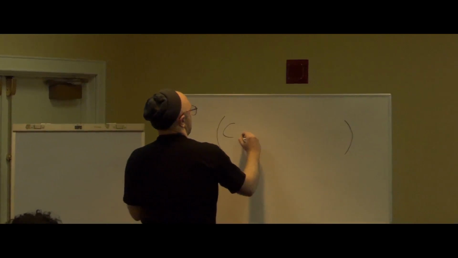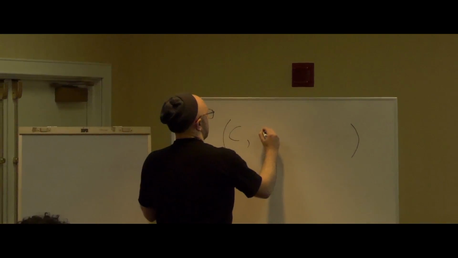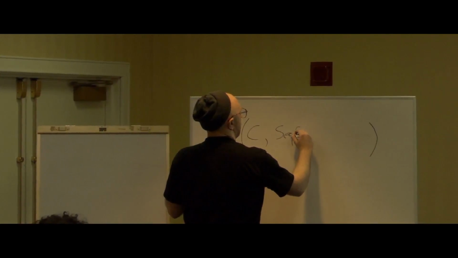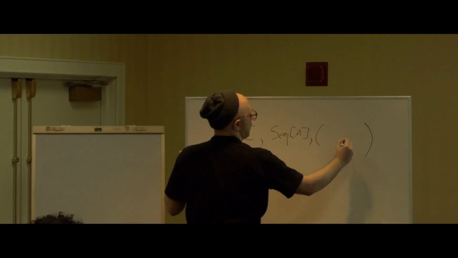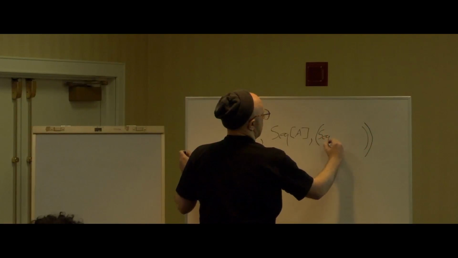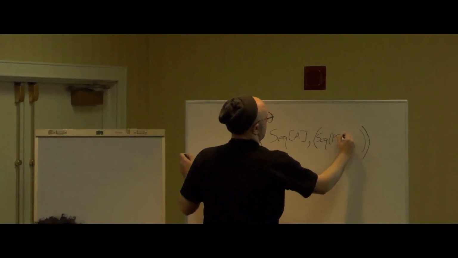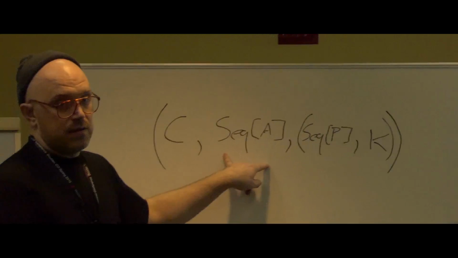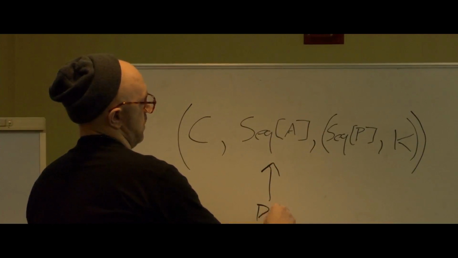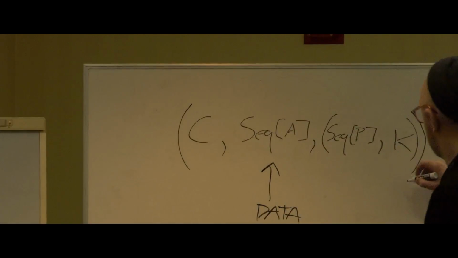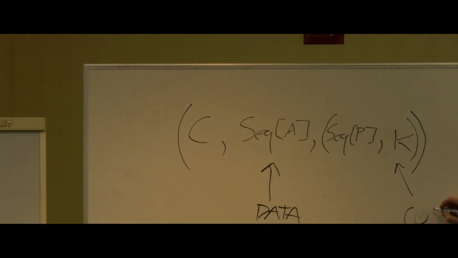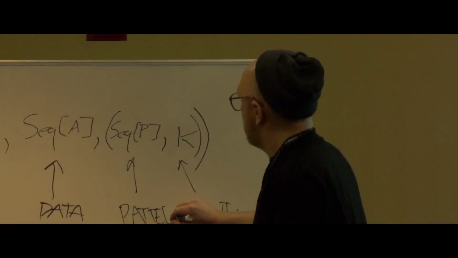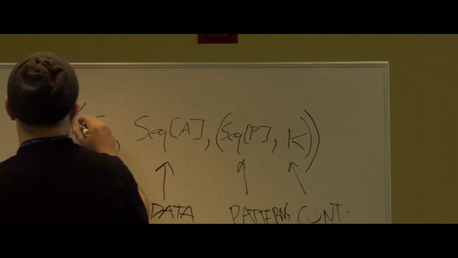So it'd be like channel, we'll do a seq of A, and then there's the subtuple here. This would be seq of P, K. Does that make sense? So this is the data, all the bits of data. And then for each continuation, there is a set of patterns for that continuation. And this is a channel, or this is actually a seq of channel, excuse me.